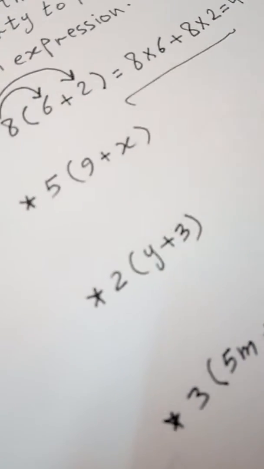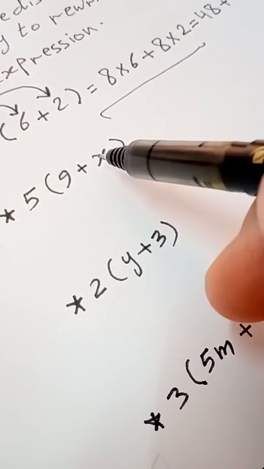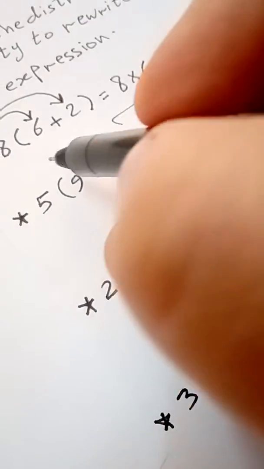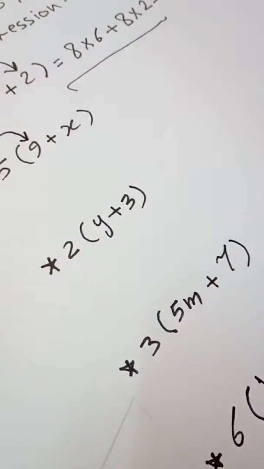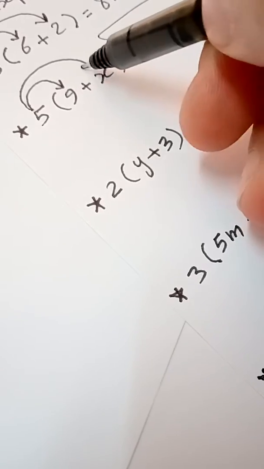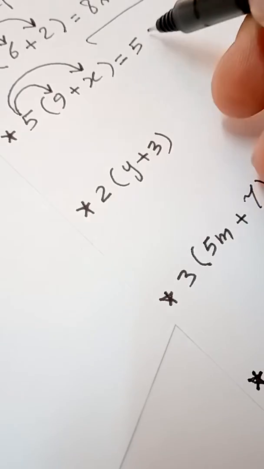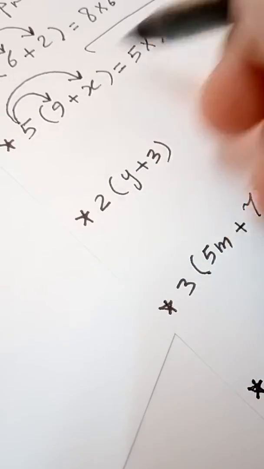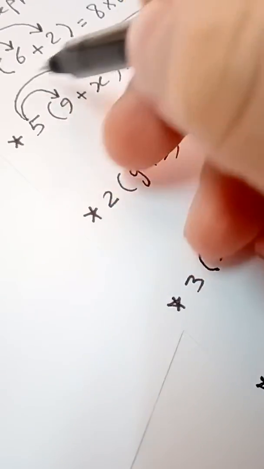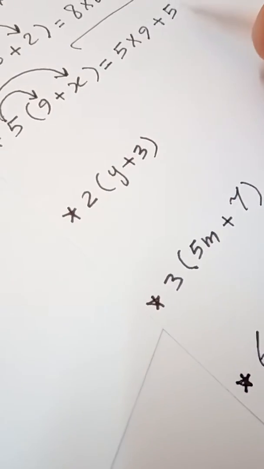The next example, we have here 5 times 9 plus x. So take 5, then multiply by 9, then take 5, multiply by x. So I can write 5 times 9 plus 5 times x. 5 times x will be 5x.